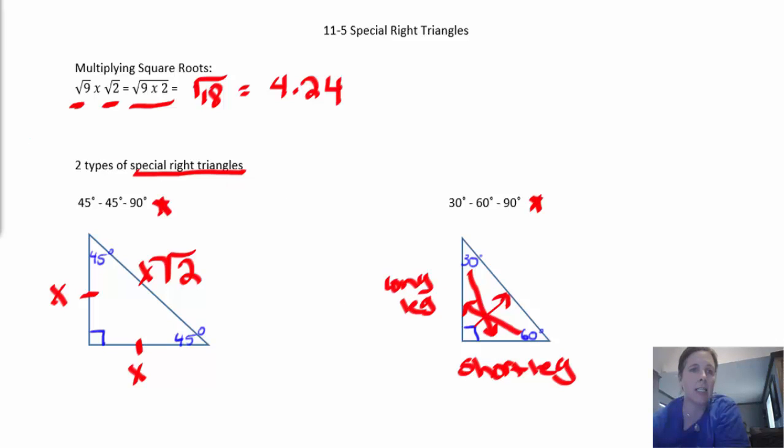And how that is, let me change my color again. Okay, the short leg is x, the hypotenuse is 2x, and the long leg is x square roots of 3. So you need to make sure and write this down. So if the short leg was 5, the hypotenuse would be 10, and the long leg would be 5 square roots of 3.